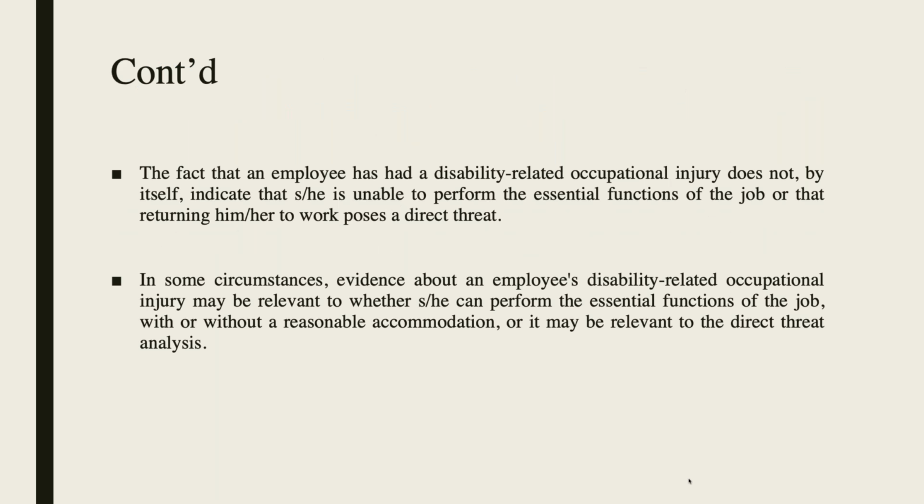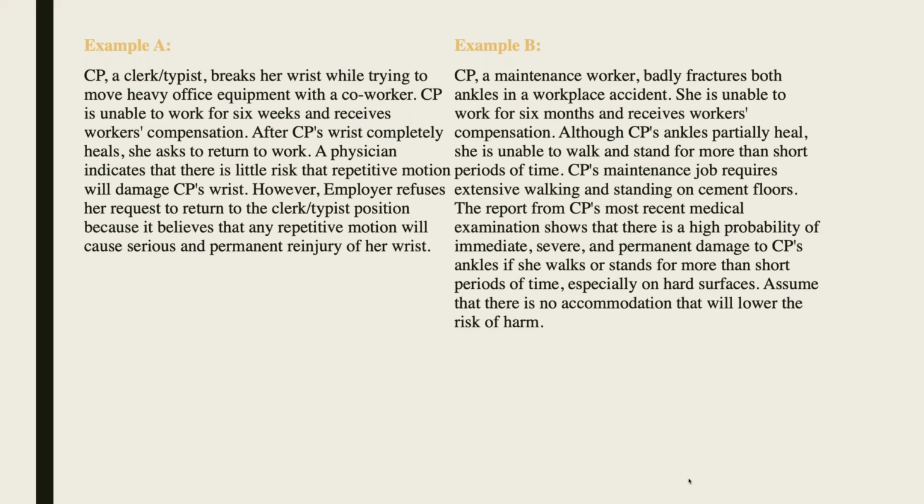The fact that an employee has a disability-related occupational injury does not by itself indicate that he's unable to perform the essential functions of the job, or that returning him to the job is going to pose a direct threat. So we have to do away with those general presumptions. Sometimes it could, but as a matter of a rule that we apply, it does not. In some circumstances, evidence about an employee's disability-related occupational injury may be relevant to whether he can perform the essential functions of the job, but it may be relevant to the direct threat analysis, but it's not going to conclude the matter dispositively each and every time. So let's take an example.